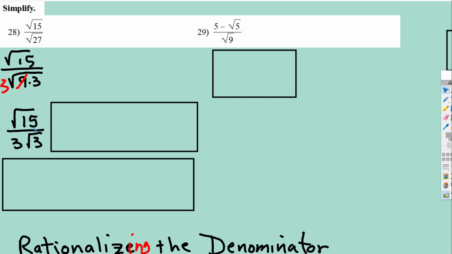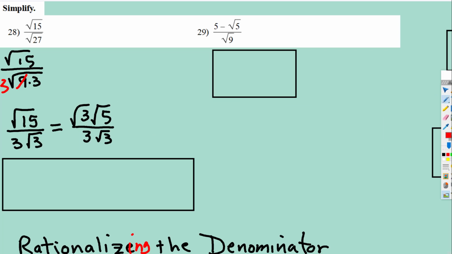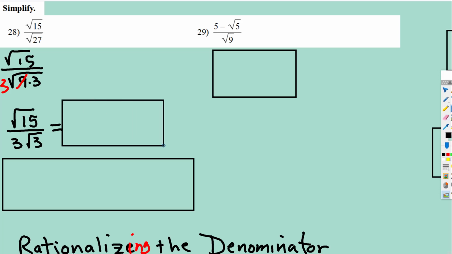So this is what we have. Well, you can simplify root 15. Root 15 can be rewritten as root 3 times root 5. And then look what happens. The root 3's cancel, leaving root 5 over 3. Now this is the quick route. If you didn't recognize that you could break radical 15 down, then we're going to do this next route.